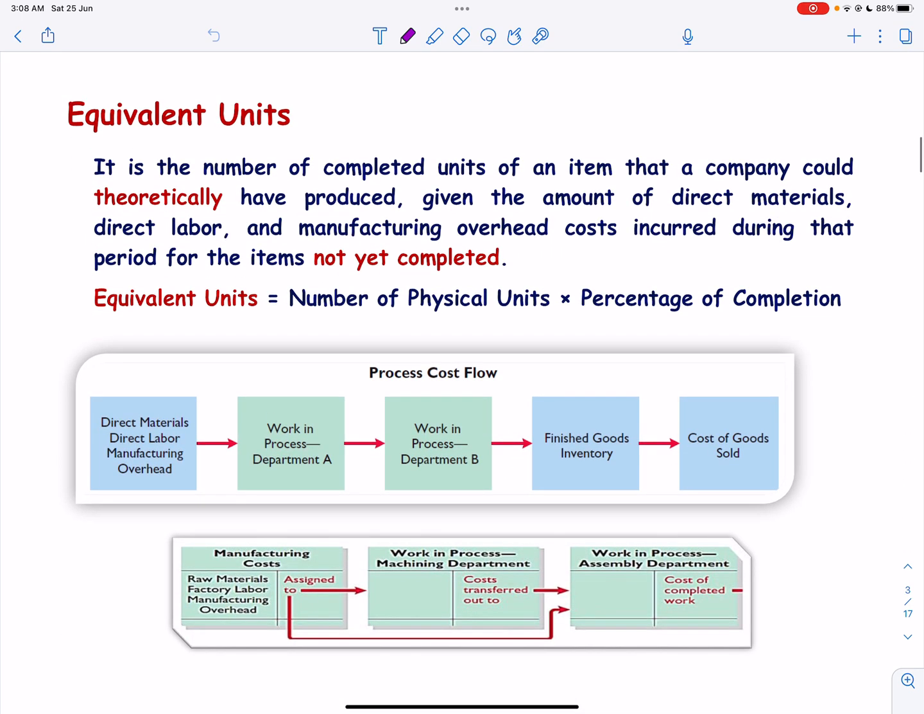Let us start with the concept of equivalent units. One of the challenges in process costing is to determine the unit cost of products transferred to each department. The equivalent unit concept is important to face this challenge. Equivalent units of production measure the work done during the period expressed in fully completed units. Companies use this measure to determine the cost per unit of completed product.